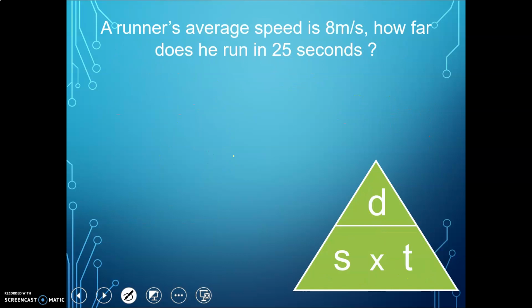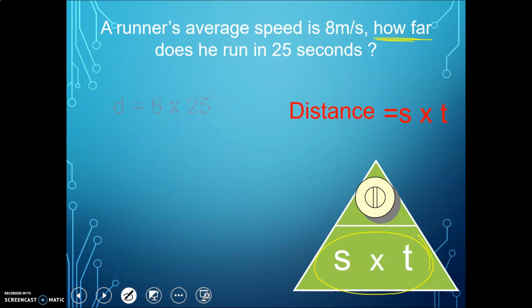A runner's average speed is 8 meters per second. How far does he run in 25 seconds? So we're looking for how far. That means we're going to be looking for distance. So we cover up distance. So that means that to find distance, we're going to multiply speed times time, just like the triangle says.